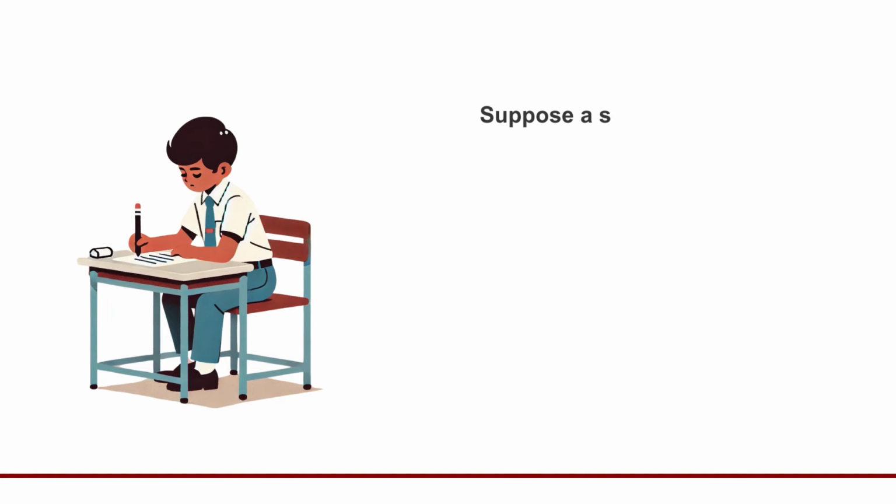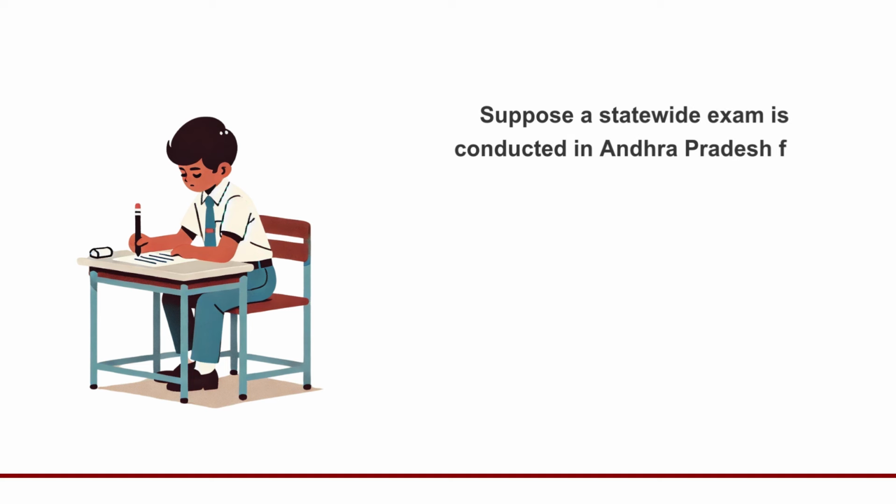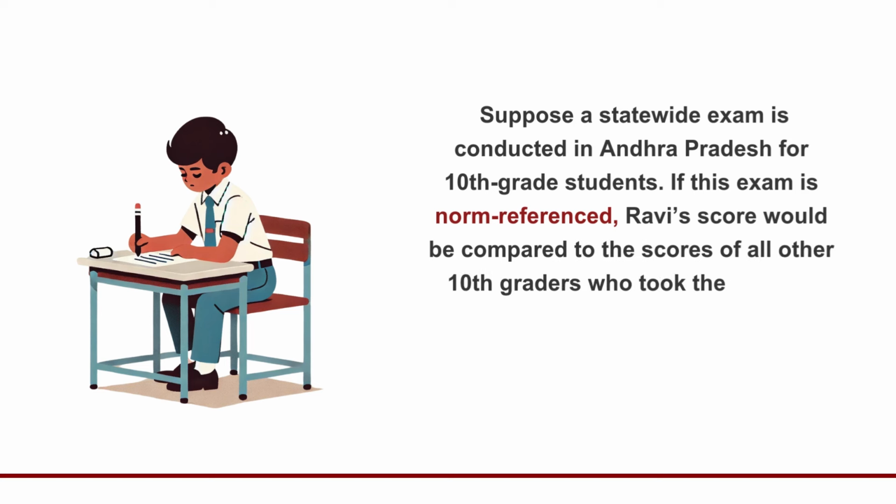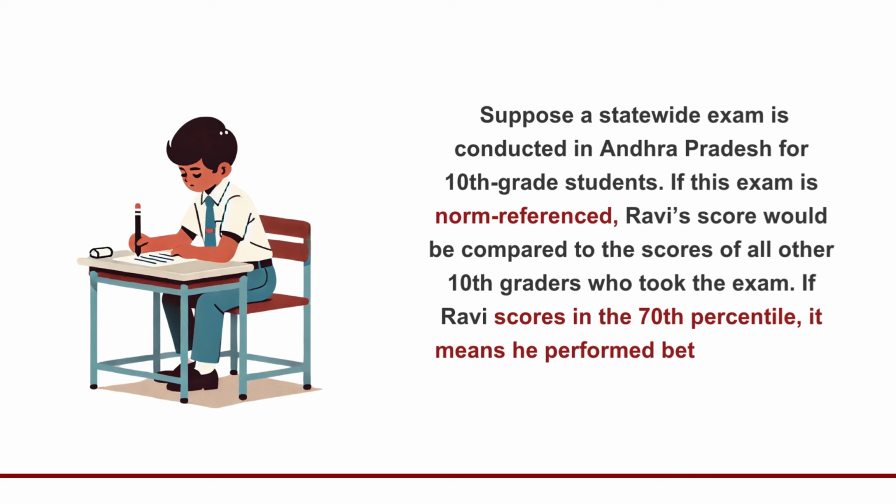Suppose a statewide exam is conducted in Andhra Pradesh for grade 10 students. If this exam is norm referenced, a student's score, say Ravi's score, would be compared to the scores of all the grade 10 students who took the exam. If Ravi scores in the 70th percentile, it means he performed better than 70% of the students.